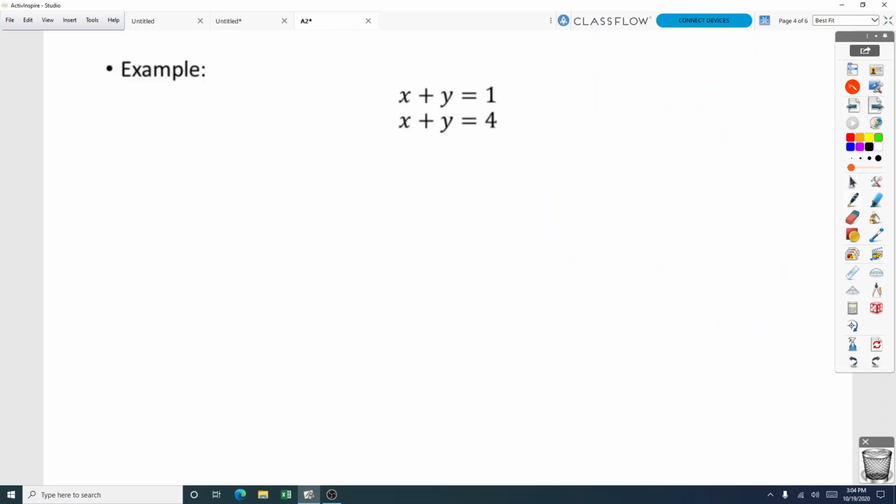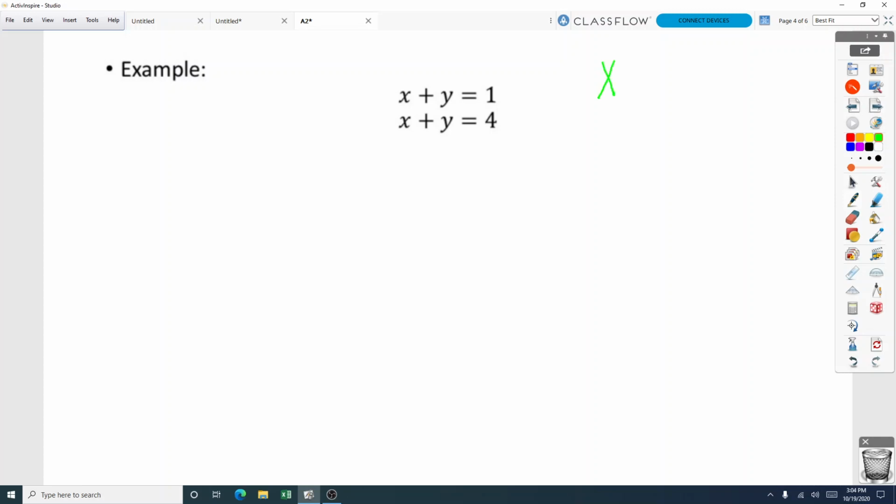Okay, let's look at another one. Let's look at this one right here. So I have x plus y equals 1 and x plus y equals 4. When I look at this one, Pfeiffer, are my y's by themselves? No. They've got the x with them, right? So I need to get this in slope-intercept form.